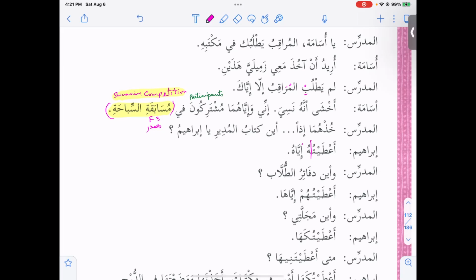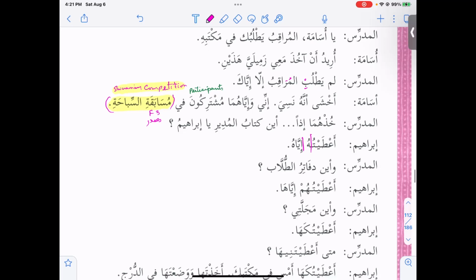Ataitu hu iyahu. We cannot say ataitu hu hu. No. They are the same hu. But we cannot say that, we have to separate them. Ataitu hu iyahu.